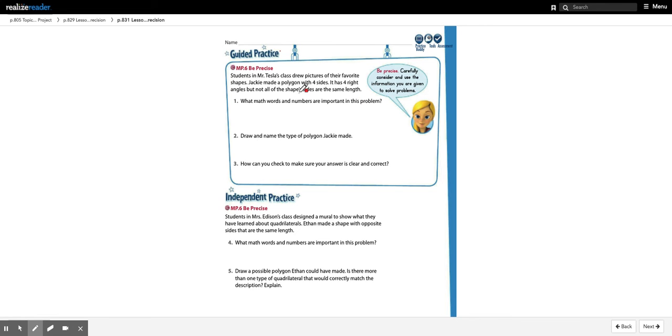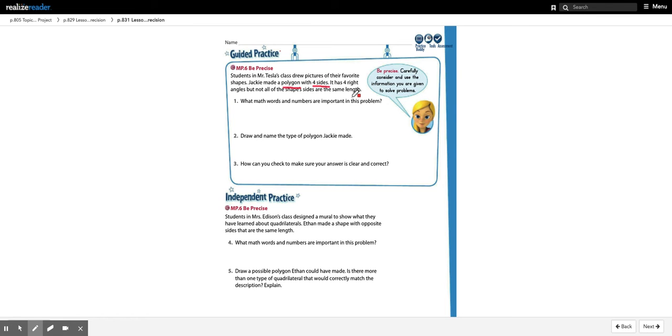So let's go back and see what is important that we should be annotating. Students in Mr. Tesla's class drew pictures of their favorite shapes. Jackie made a polygon with 4 sides. What do you think we should annotate in that sentence? If you thought polygon, you're right. What else? 4 sides, that's right.